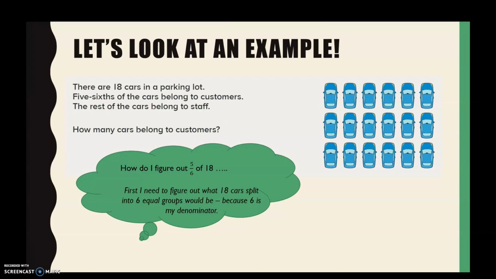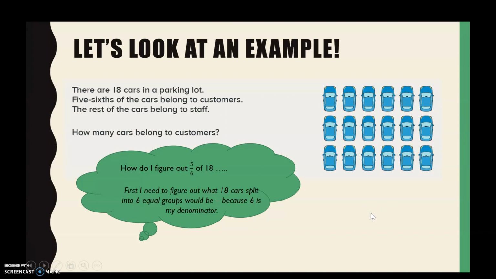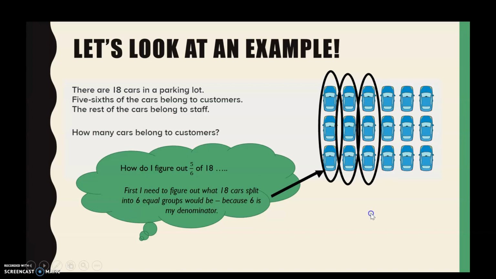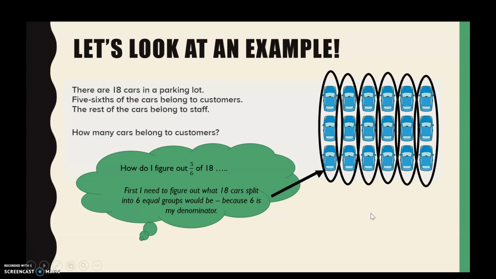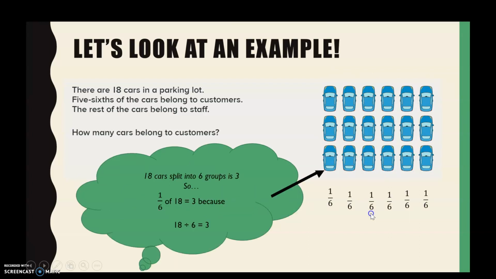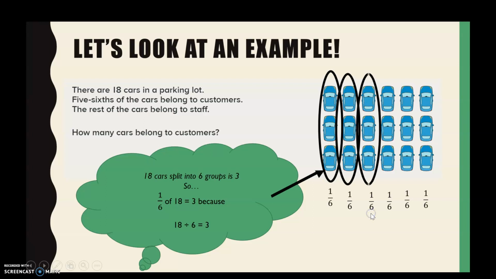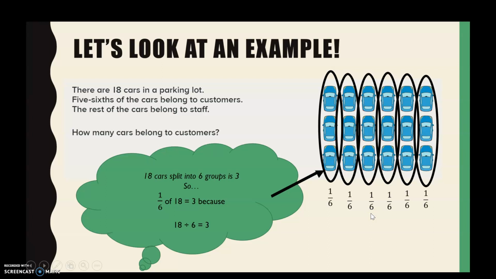So I'm going to first figure out 18 cars split into 6 equal groups and what that would be. I chose 6 because it was my denominator, not because it's my favorite number. So if I have 18 cars and I'm splitting them into 6 equal groups, going back to my picture, how many is going to be in each group? Well, there'll be 3 in each of my groups. So my 1/6 ends up being 3 cars per 1/6. So 1/6 of 18 is 3, because taking your 18 and dividing them into 6 equal groups gets you 3.